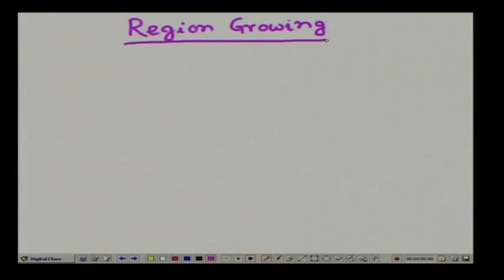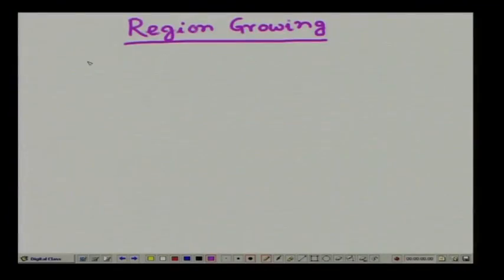Now, what is this region growing segmentation? It is like this: suppose we consider all the pixels belonging to the image as a set of pixels, say R. And by this region growing or segmentation operation, what it does is it partitions this set of pixels R into a number of subregions, say R 1, R 2, R 3, like this up to say R n.